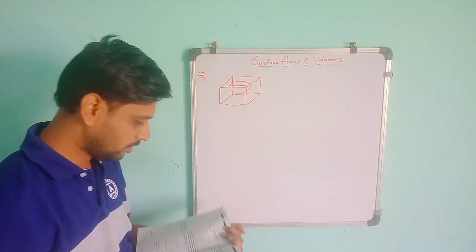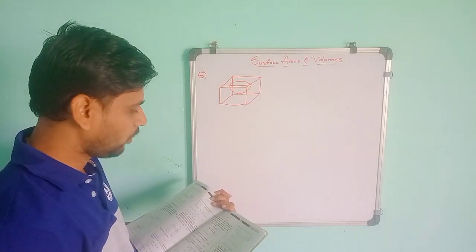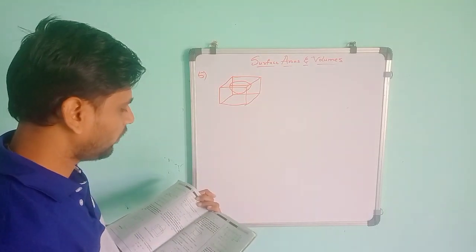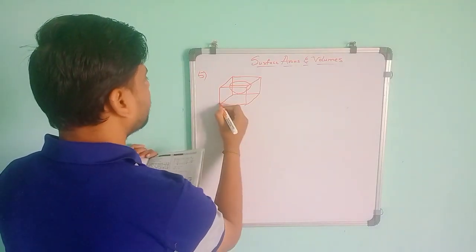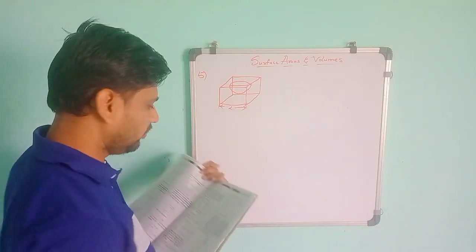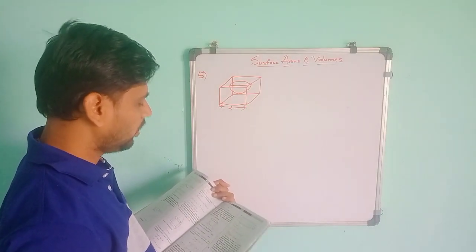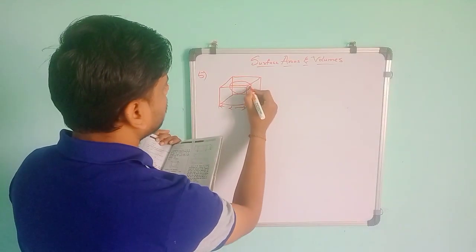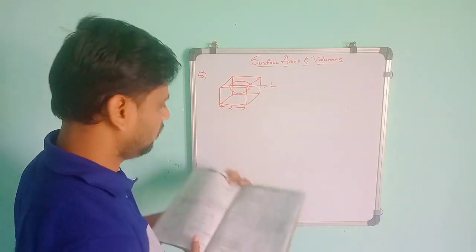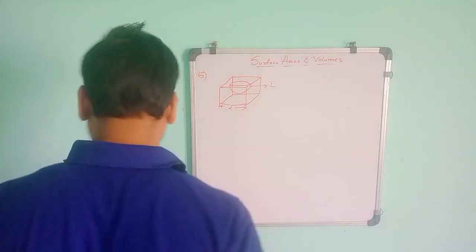The hemispherical depression is cut out from one face of the cubical wooden block such that the diameter L of the hemisphere is equal to the edge of the cube. So this is the edge of the cube, which they gave as L. The diameter of the hemisphere is also L. Then determine the surface area of the remaining solid.